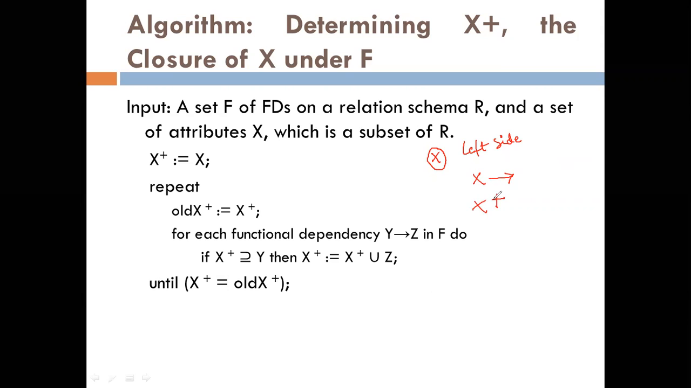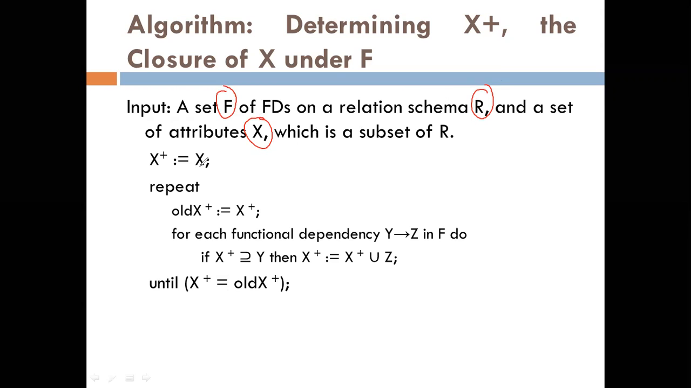So we have to determine each set of attributes where X appears on the left side of some functional dependency, and then we will determine the set of all attributes that are dependent on X. So the input for such an algorithm is the set of functional dependencies on a relational schema R and a set of attributes X, which is a subset of R. Here F is a set of functional dependencies, R is a table, that is the relational schema, and X is the set of attributes. Then we have to find X plus.